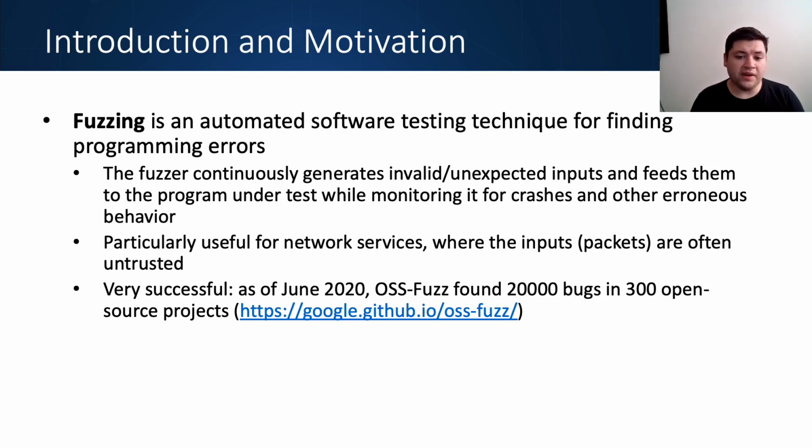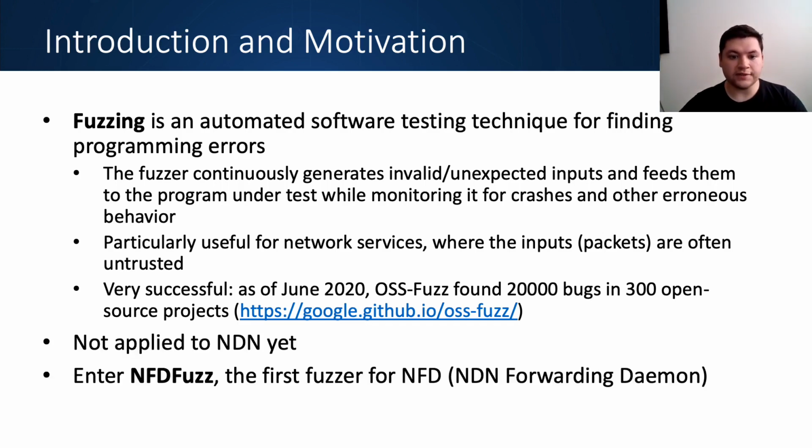Fuzzing is especially useful when it's applied to software that implements network protocols or services, because the inputs, which are in this case packets, often come from untrusted users. As a testament to the effectiveness of this technique, the Google-backed OSS-Fuzz initiative has so far found over 20,000 bugs in 300 widely used open source projects. However, fuzz testing has not been applied to NDN yet, and this is why we've developed NFDFuzz, the first fuzzer for the NDN forwarding daemon, NFD.